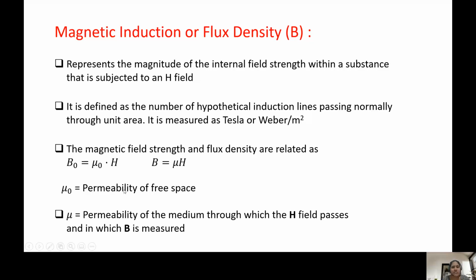So here mu naught, in case of the free space, is represented with what? Mu naught is equal to the permeability of the free space, and mu is equal to the permeability of the medium through which the H field passes and in which the B is measured. As I already told, an externally applied field is there, and the flux density is represented with B, in a medium having the permeability of mu.